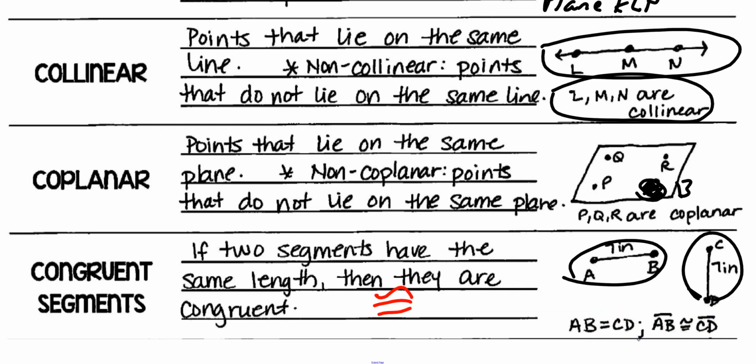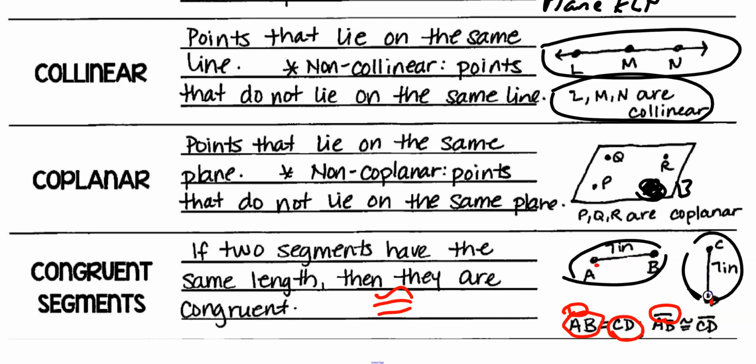When we don't have the little symbol on top, notice how it's missing here? This is only talking about the length. So the length of AB is equal to the length of CD, right? The length of AB is 7, the length of CD is 7, so they're equal.